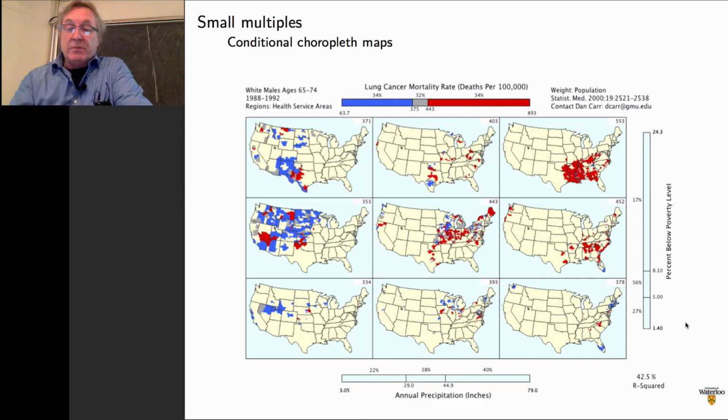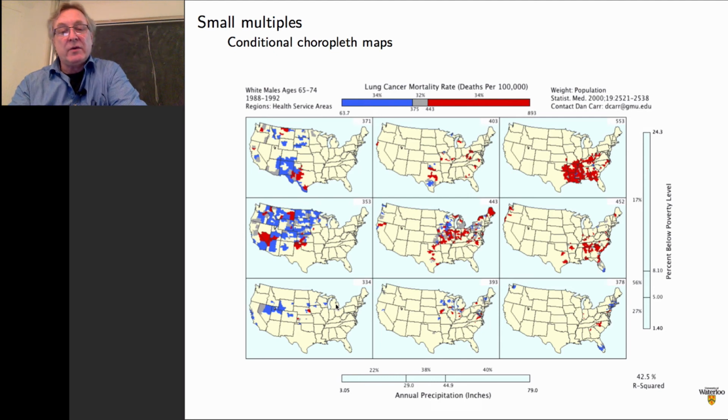The rows similarly correspond to percent below poverty level. The higher the percent below poverty level, the more poverty there is, and that's on the top end up here. So the top row is high poverty, bottom is low poverty. Okay? And again, these cutoffs are chosen: there's 27% here, 56% there, 17% there.